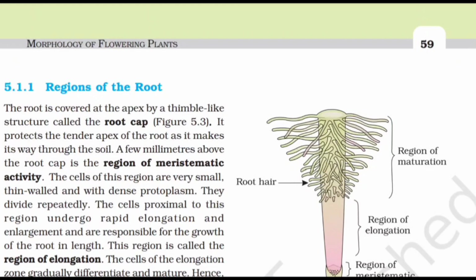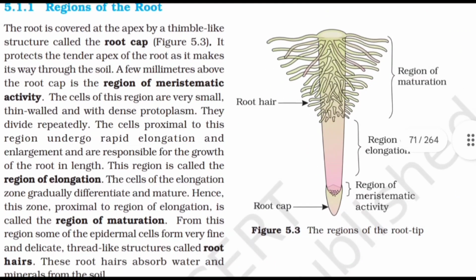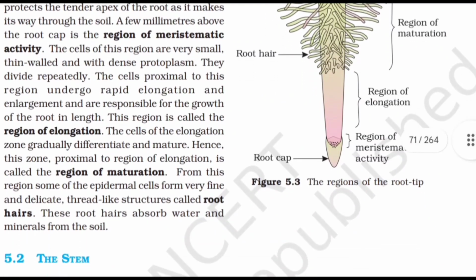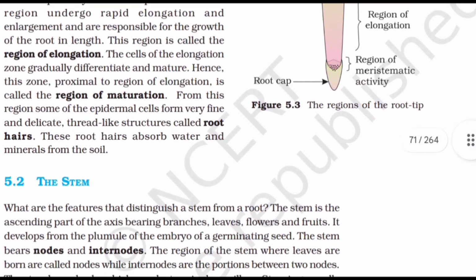This region is called the region of elongation. The cells of the elongation zone gradually differentiate and mature. Hence, the zone proximal to the region of elongation is called the region of maturation. From this region, some of the epidermal cells form very fine and delicate thread-like structures called root hairs. These root hairs absorb water and minerals from the soil.